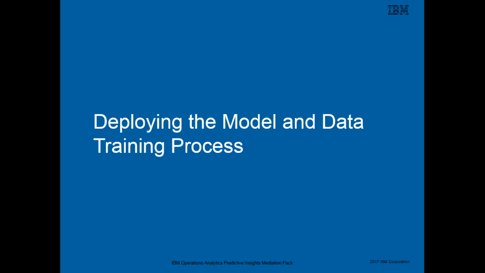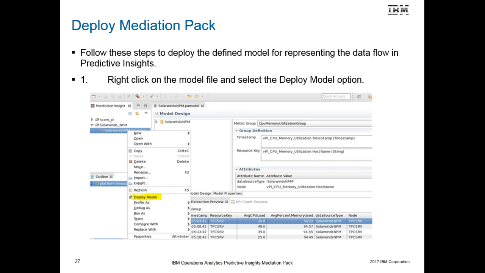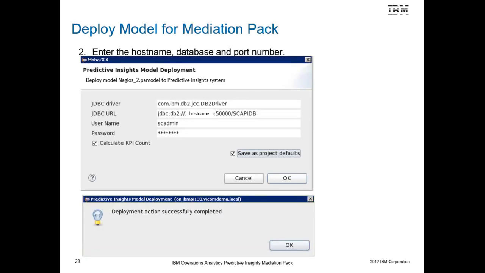In this section we will discuss how to deploy the data model and start the data training process. To deploy the mediation pack, right-click on the model file and select the Deploy Model option as shown on the slide. For the next step, enter the host name, database, port number, and user and password of the Predictive Insights database. After you enter the user and password, click Yes to deploy the model.